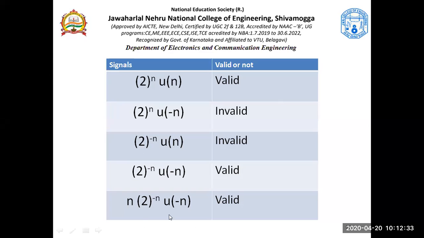Now, this is interesting. Here we have minus, here we have minus as in the previous case, but there is an n introduced, and this n is not minus. Even then, it is referred to as a valid signal.